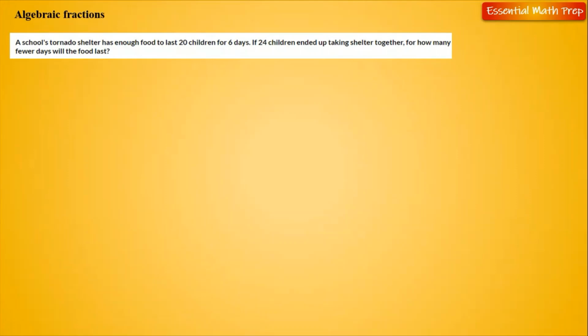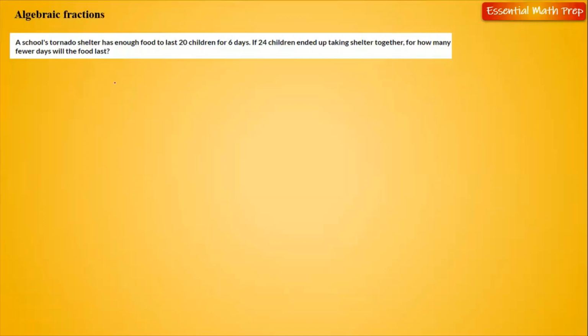Now, this excluded variable problem is part of the inverse function area. So you would obviously think if 20 children were to eat whatever food was there for 6 days, and you had 4 more children added to the group, that means you now have a grand total of 24 children. Obviously, the food is not going to last for 6 days. It's going to last less. So as the number of children goes up, the number of days goes down. So it's an inverse problem, right?